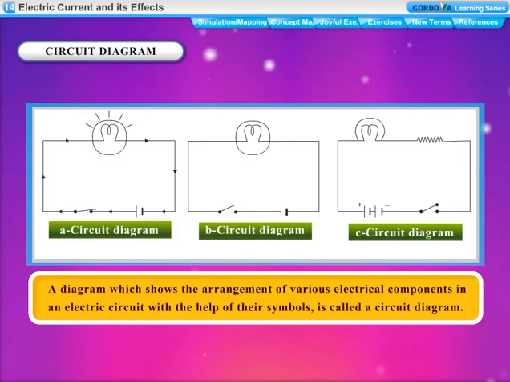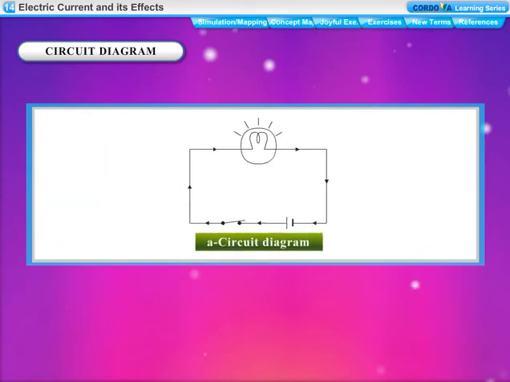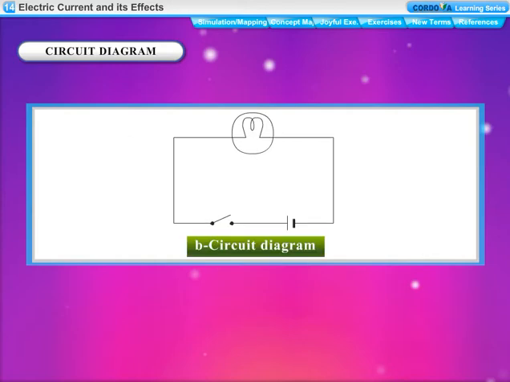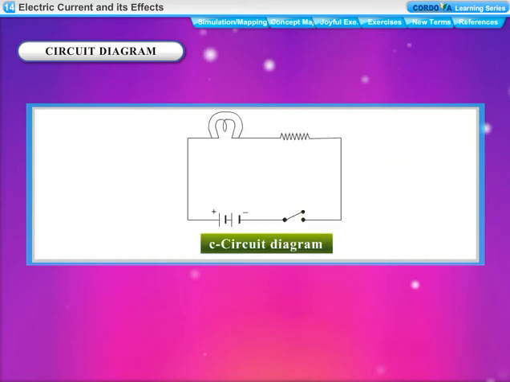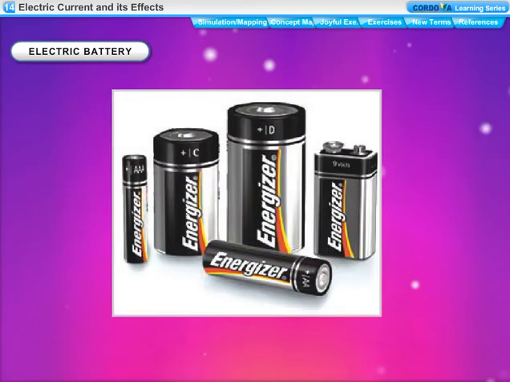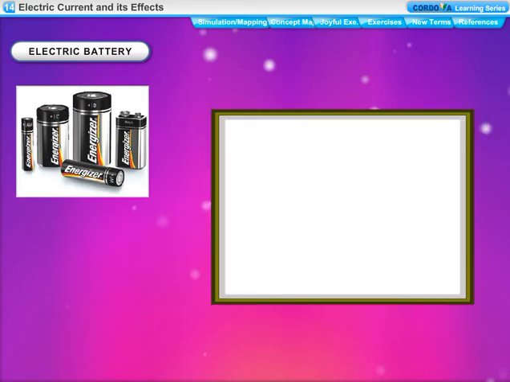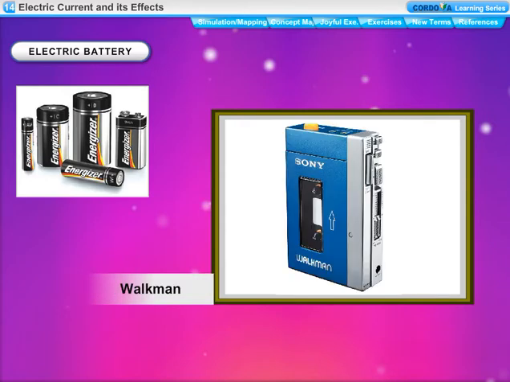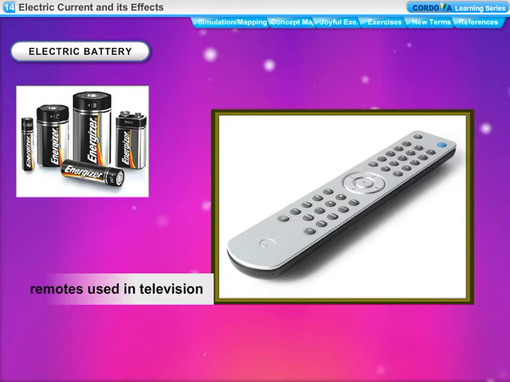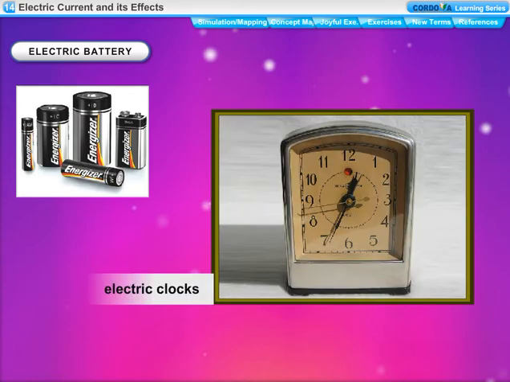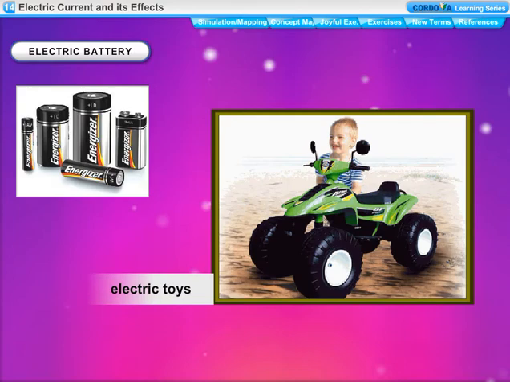Circuit diagram. A diagram which shows the arrangement of various electrical components in an electric circuit with the help of their symbols is called a circuit diagram. The electric cell is a common source of electric current to run a number of devices in our everyday life. Electrical appliances such as the torch, transistor, Walkman, TV remote, electric clocks and watches, electronic toys, etc.